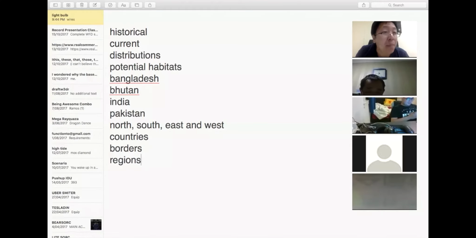Some of the interesting features are north, south, east, and west. Some of the beautiful countries are India, Pakistan, and Bangladesh, right? That would be very easy.